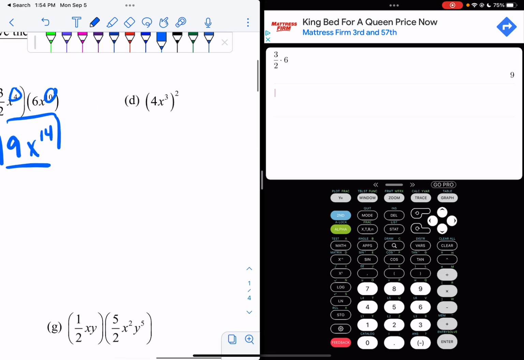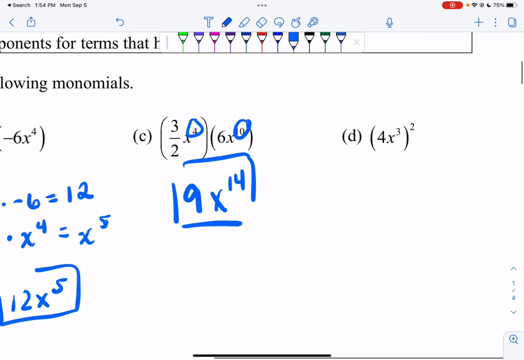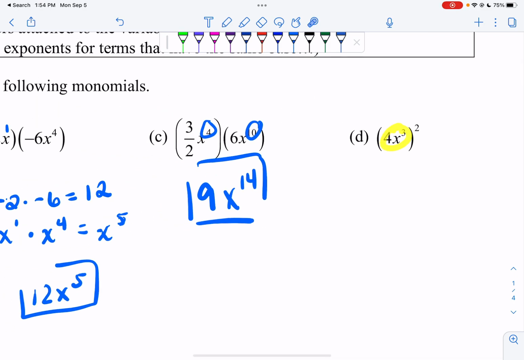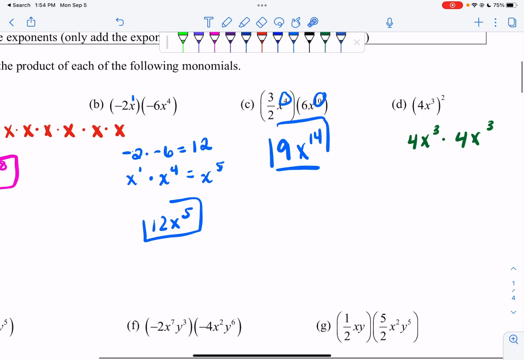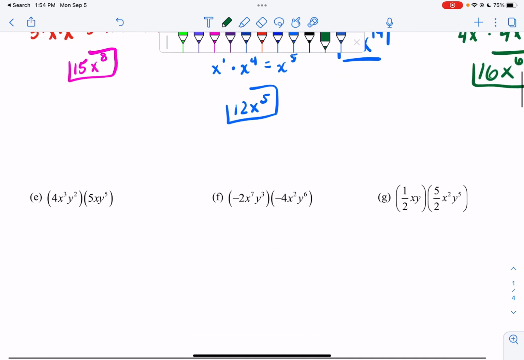Now in D, I have 4x to the third, squared. So what that means is I have 4x to the third 2 times. So I have 4x to the third times 4x to the third. So I multiply my coefficients. What's 4 times 4? It's 16. And then I have an x, and I add my exponents. What's 3 plus 3? 6. So my final answer is 16x to the 6th.